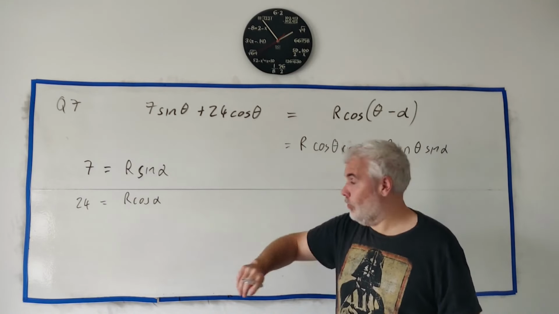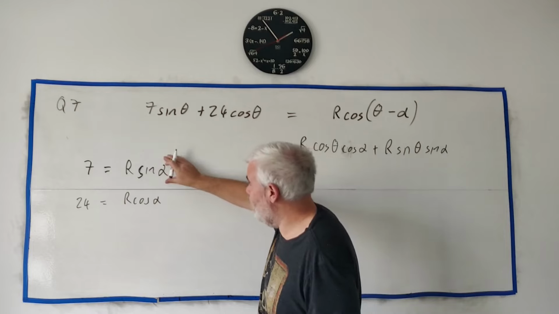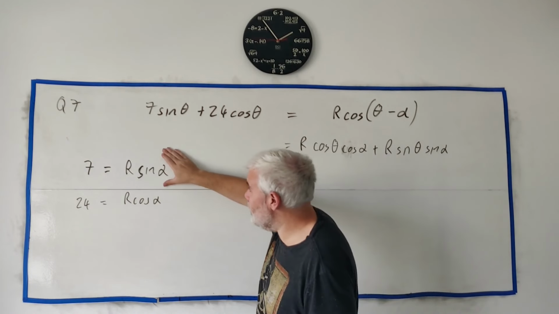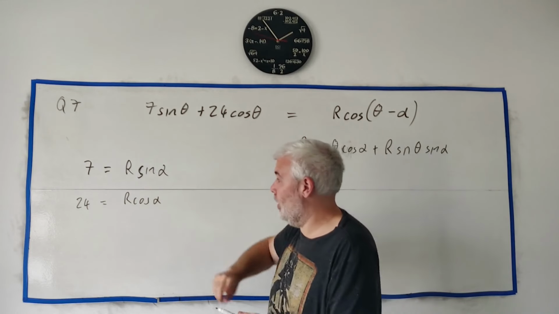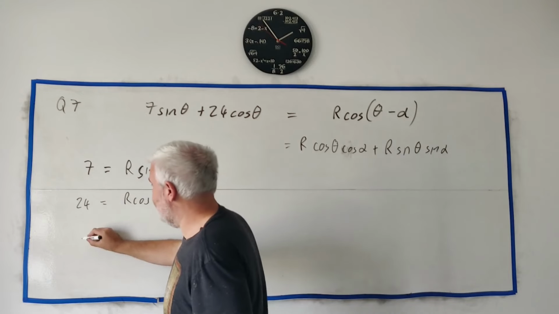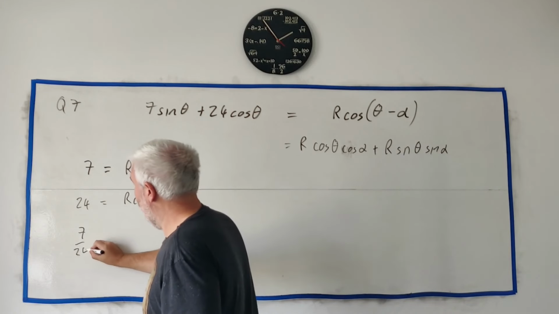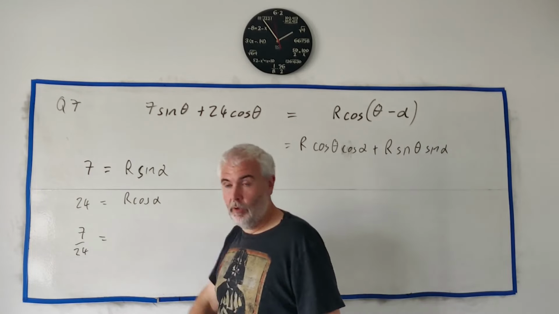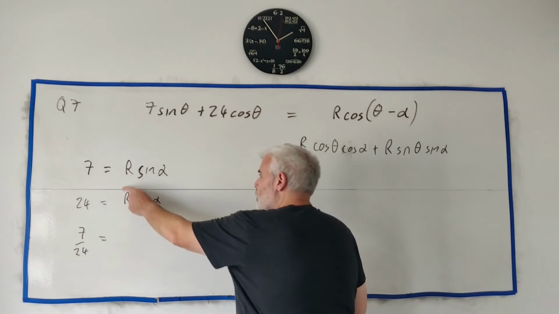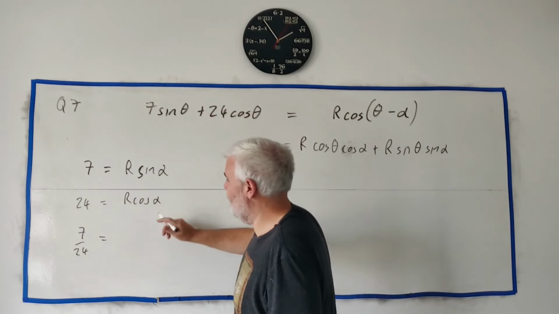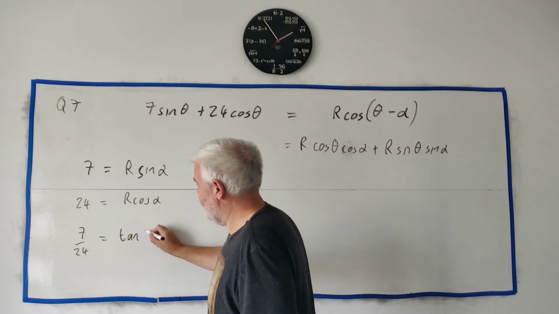Let's do the divide first. Let's divide sine alpha by cosine alpha, or let's divide the whole right side here by this whole right side. If we're doing that on the right, we better do it on the left. So that's 7 divided by 24. This one divided by this one. So divide the lefts, let's divide the right. R divided by R, that's 1. That's fine, that's gone. Sine alpha divided by cosine alpha is tan alpha.